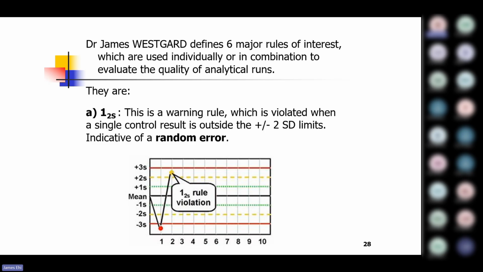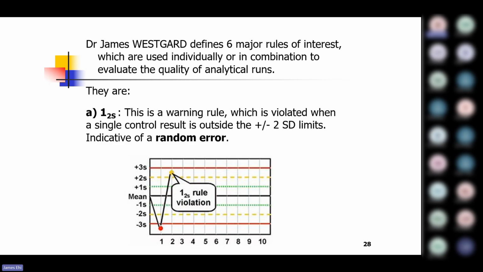So the first rule we shall be looking at is what we call the 1-2S rule. Instead of calling it 1-2SD, because if I put 1-2SD, it sounds so long and somebody may mistake that 1-2 to be 12SD, the S is written as a subscript to the 1, and it simply means one result is outside the 2SD range or limit of your control. This is a warning rule which is violated when a single control run is outside the ±2 standard deviation limit. This is indicative of a random error. As you see in this graphical display, this is your 2SD, this is your mean, and you can see the run here greater than 2SD. This is an example of a 1-2S rule violation.